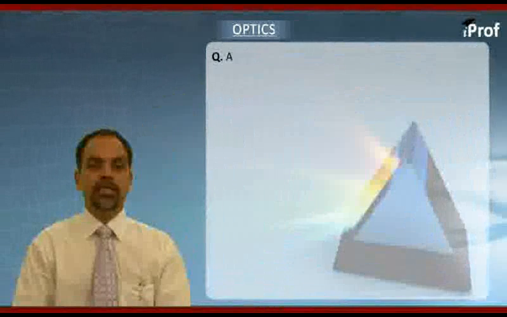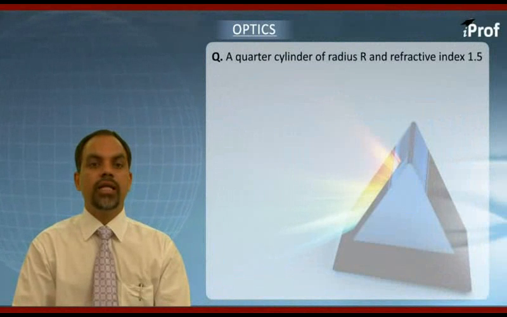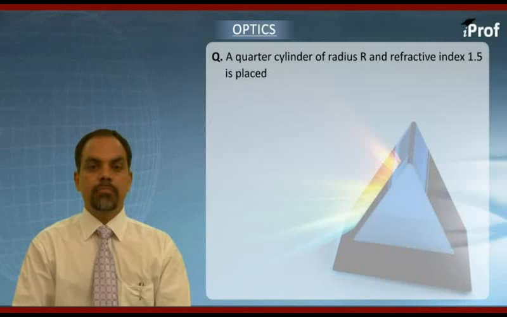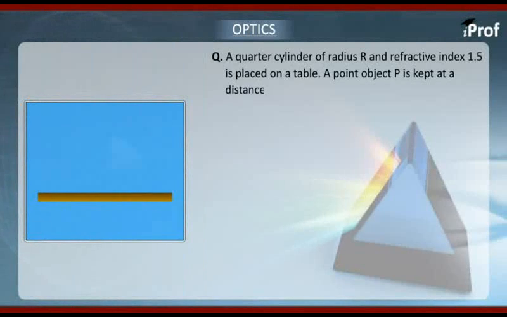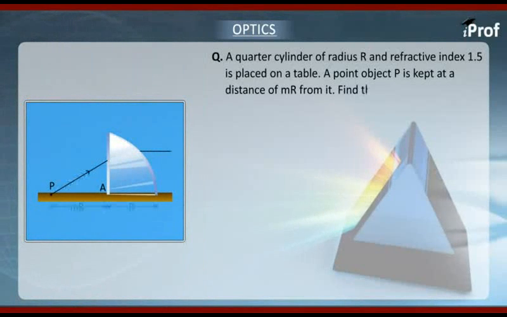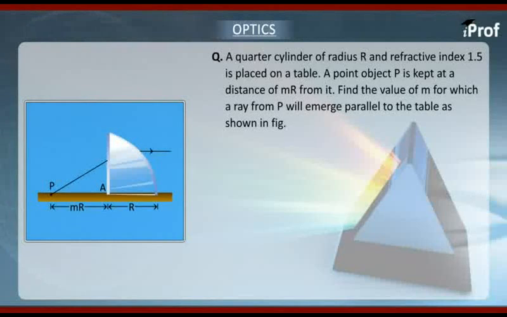Let's take up another problem which was asked in IIT JEE 1999. Now the problem says there is a quarter cylinder of radius r and refractive index 1.5 placed on a table. A point object P is there and it is kept at a distance of m times r from it. We have to find the value of m for which a ray from P will emerge parallel to the table as shown in figure.